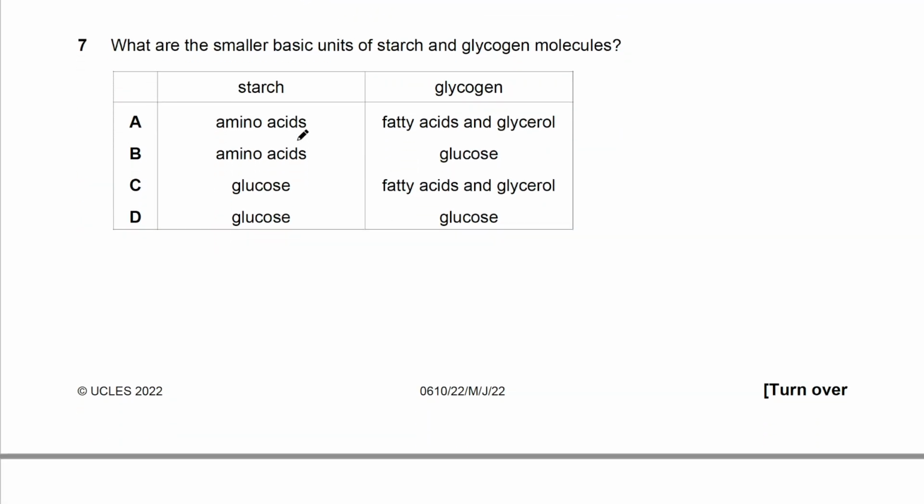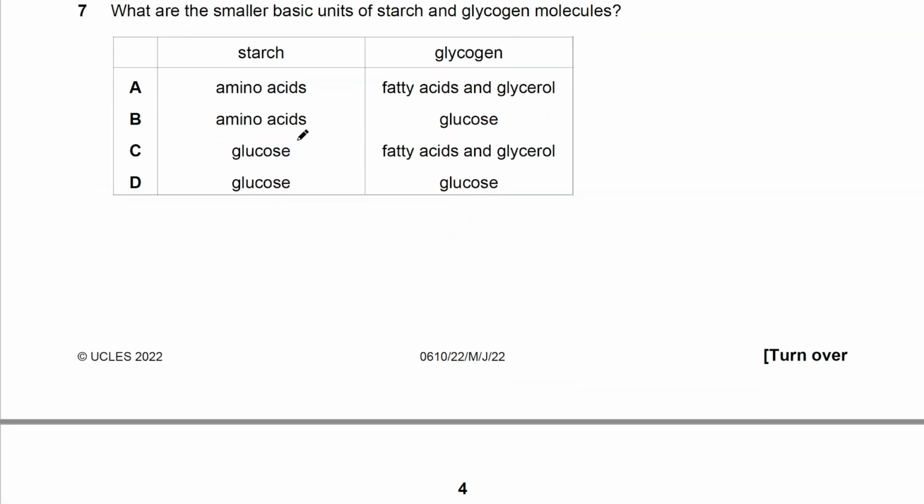Now, moving to question number 7. What are the smaller basic units of starch and glycogen? Starch and glycogen are carbohydrate molecules.